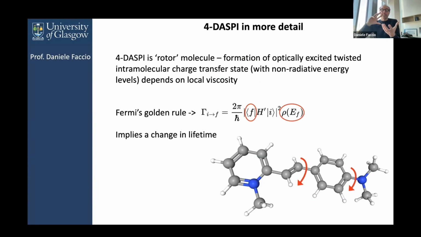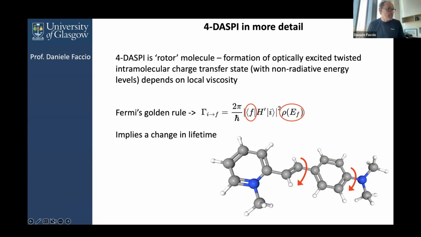So basically what is happening is, as the viscosity is changing, you start to cut off some of those rotational states. By cutting off those rotational states, Fermi's golden rule basically tells you that that leads to a change in the decay time from the excited state. And so we went ahead.